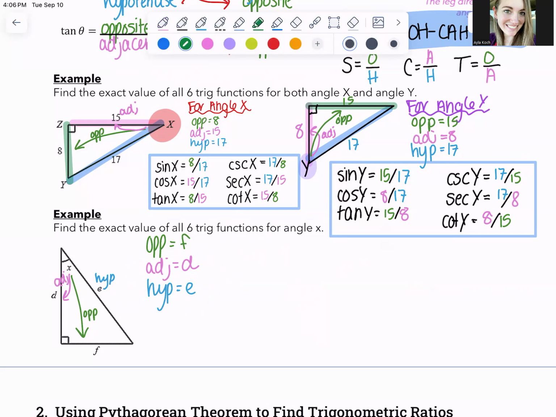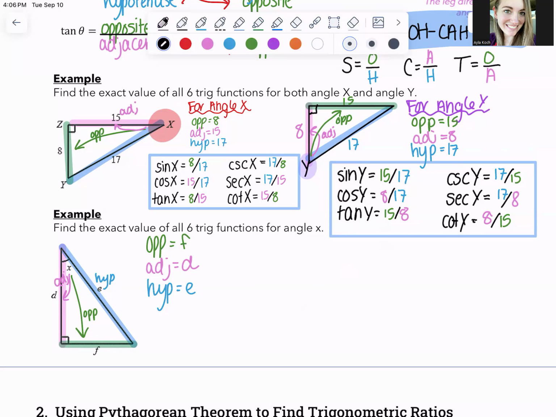Let me just do a teeny tiny bit of highlighting. This is our adjacent side. It's right next to angle X. This is the hypotenuse because it's directly across the triangle from the right angle. And we have our opposite side across the triangle from the angle we're looking at.